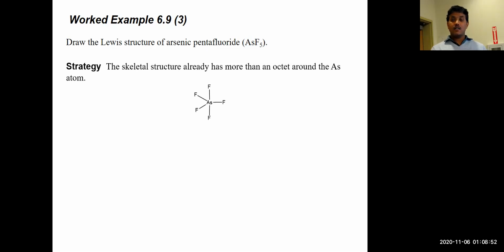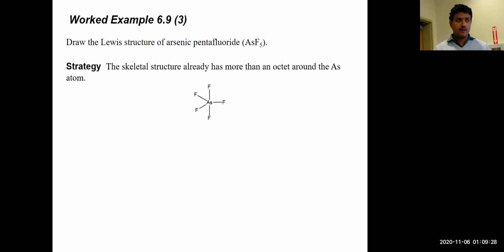If you identify the location, arsenic is from group 5, so it has 5 valence electrons. Fluorine is from group 7, so it has 7 valence electrons. There are 5 fluorines, so 35 valence electrons, plus 5 valence electrons of arsenic, a total of 40 electrons. For the bonds between the 5 fluorines and the single arsenic, you used 10 electrons, so you are left with 30 electrons. 30 over 2 is equal to 15 lone pairs.